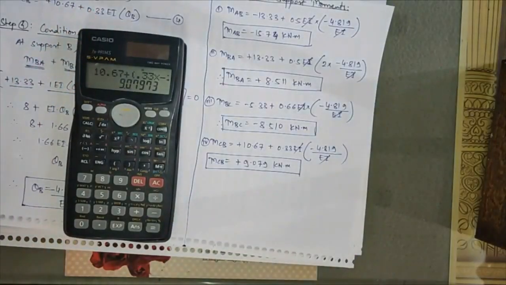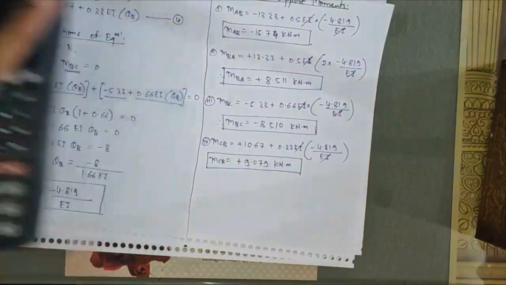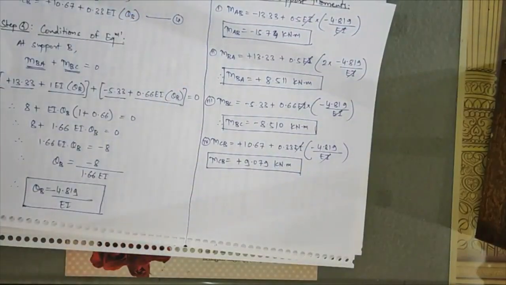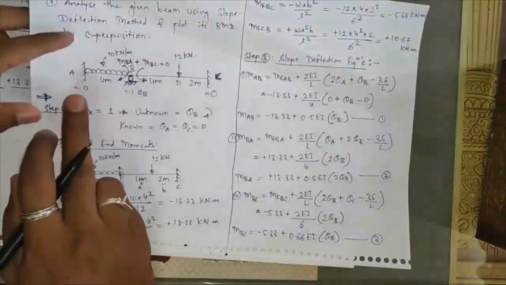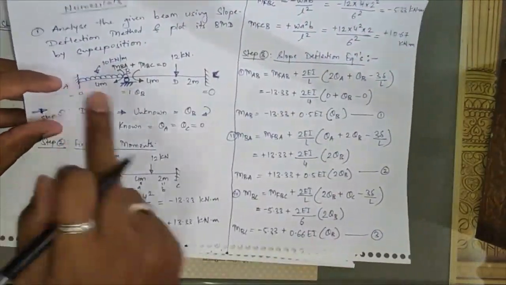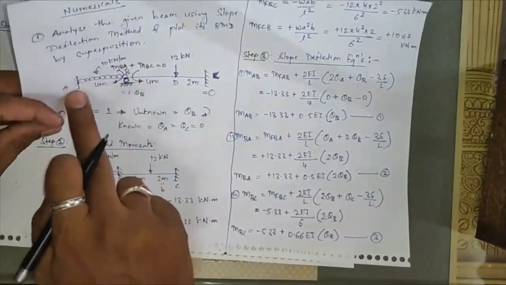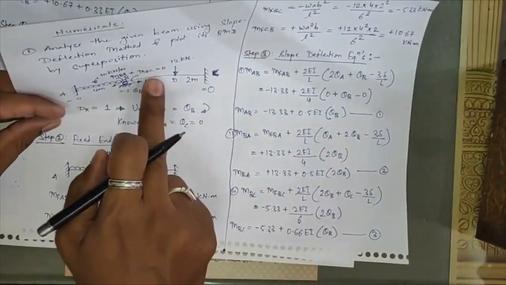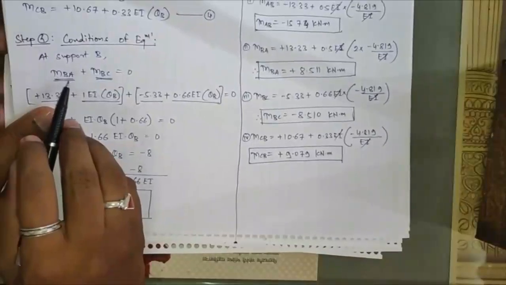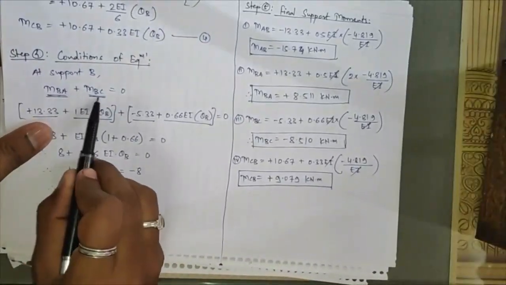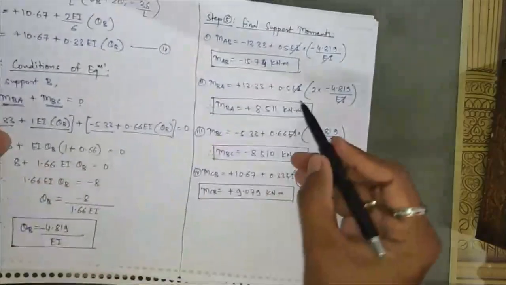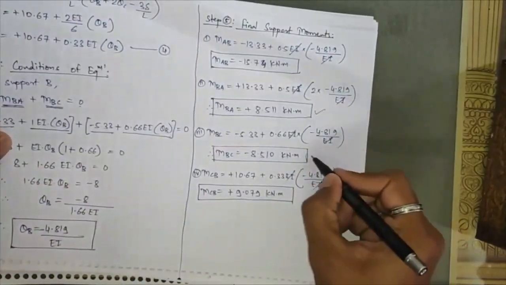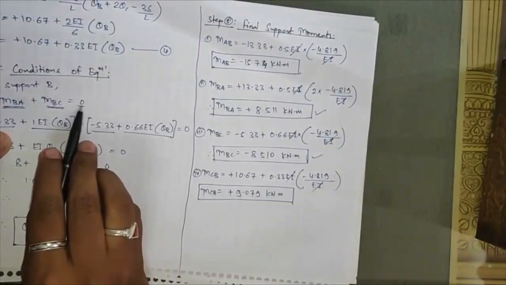Okay, so these are my final moments acting at every end of this beam. That is, I have got the bending moment at joint A, MAB, bending moment at joint B for BA, bending moment at joint B for BC, and bending moment at joint C, that is CB. Now one more thing we'll see: if you observe the equilibrium condition, MBA plus MBC shall be equal to 0. Check whether that value is coming equal to 0 or not.